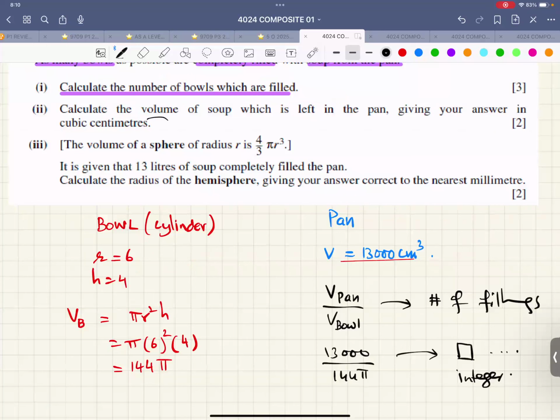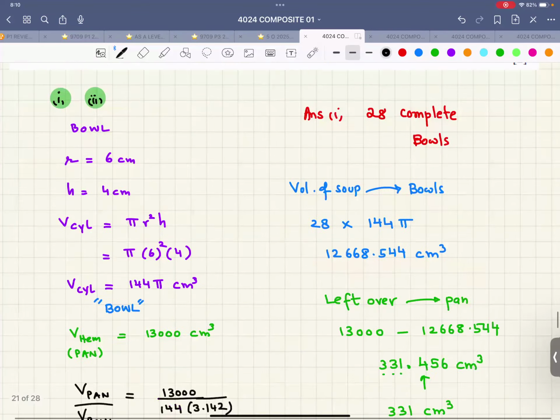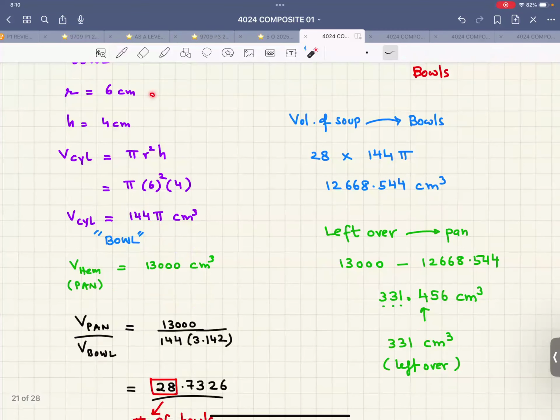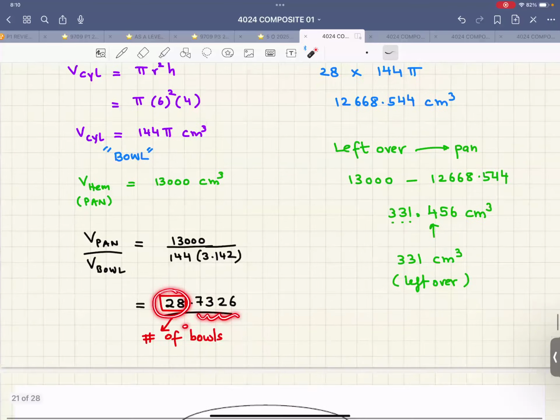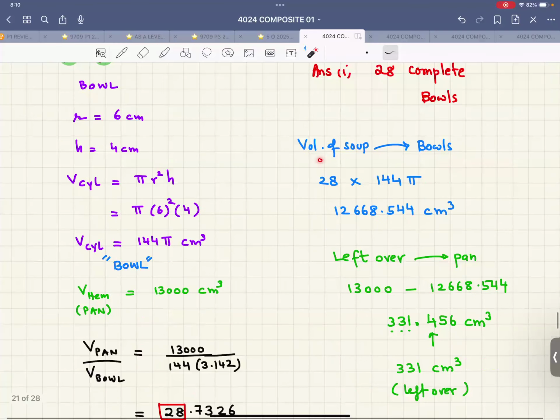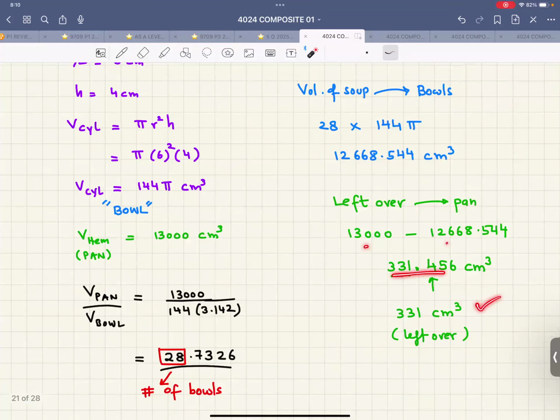Calculate the volume of soup which is left in the pan. Give your answer in cubic centimeter. So up till here, let me show you the working. First thing, for the bowl, radius is 6, height is 4, volume of cylinder is 144 pi, volume of hemisphere is 13,000. You divide, you get 28.7326. That means 28 bowls will be filled and this much is left. Now, volume of soup from the bowl, that is 28 times 144 pi, that is this much. Left over is this much, that is 331 centimeter cube, that is left over.